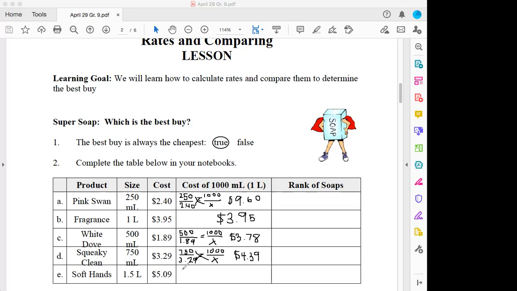And the same thing for this one. This is 1,500 milliliters for $5.09, and we want to know how much for 1,000 milliliters. You're going to cross multiply, and that is going to give you $3.39.